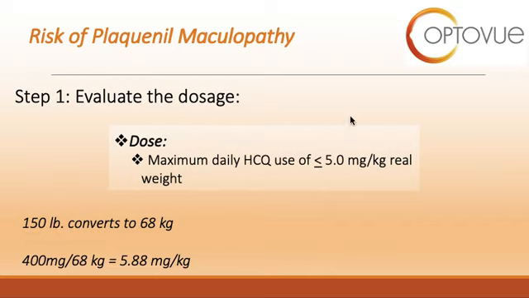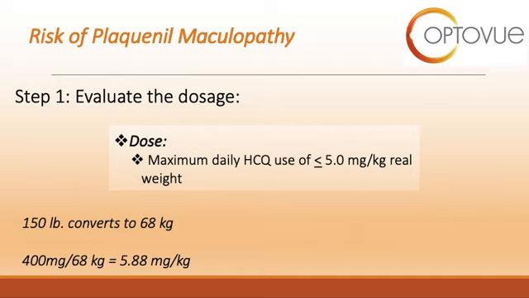So the first step that the AAO says is look at the dosage. Recall the ideal dosage should be a maximum daily use of less than or equal to 5 milligrams per kilogram. So the first question to ask the patient is, how much do you weigh? And hopefully they're going to be honest with you. So let's say this patient weighs 150 pounds.